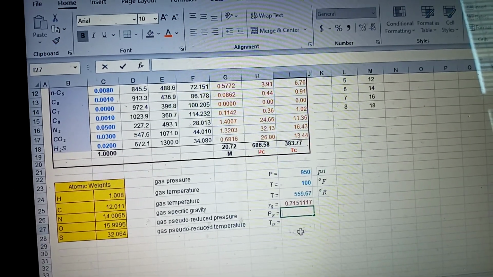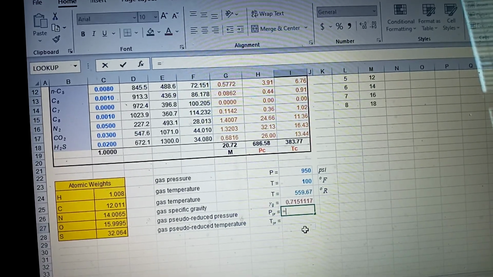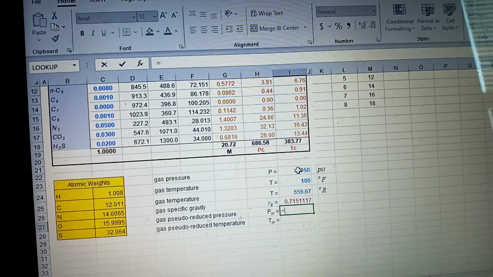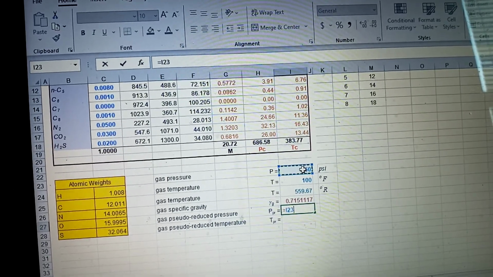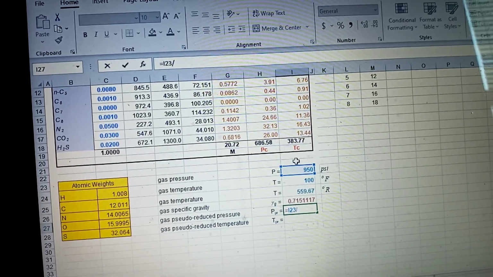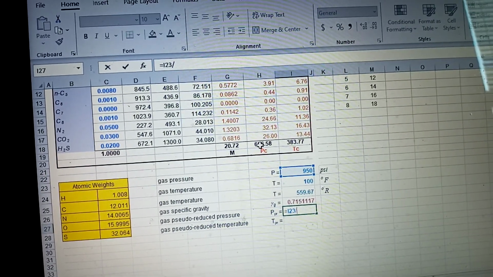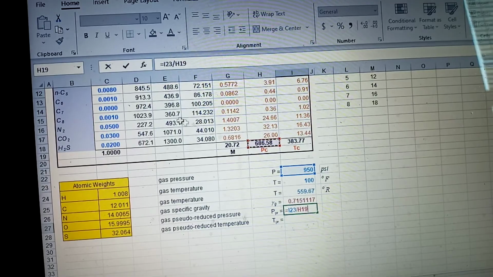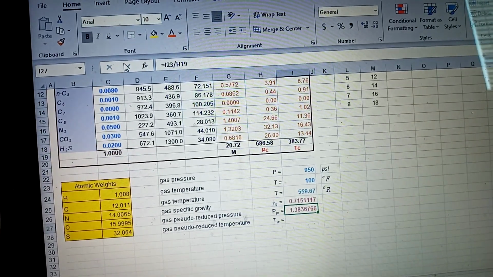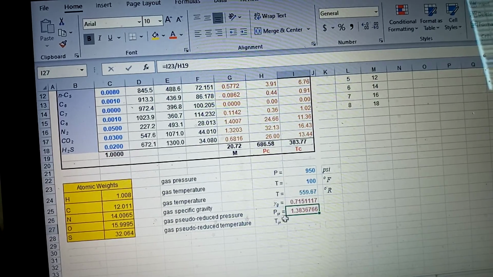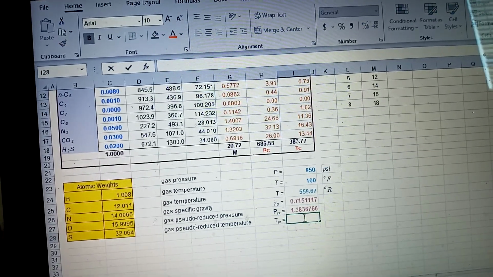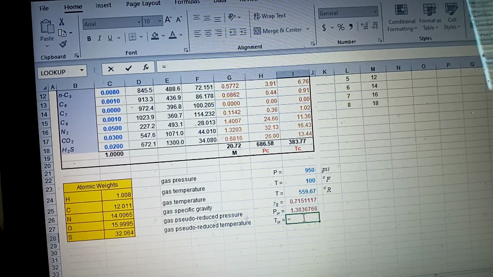Now the reduced pressure equals the pressure of the gas. This is the pressure of the gas, 950, divided by what? The critical pressure. That's the critical pressure. I'm going to click on the critical pressure. Okay. So that's the reduced pressure.